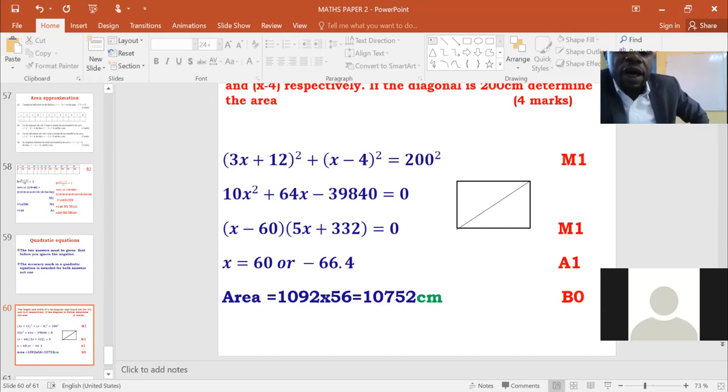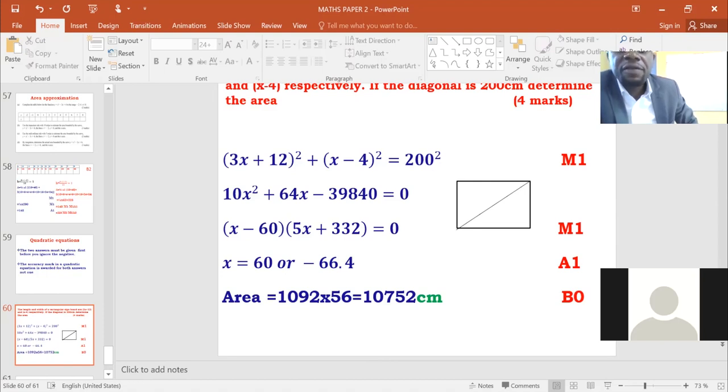And then at the point when you go ahead and find that x is equal to 60 or negative 6.4. Of course, you get negative 6.4 when you get 5x plus 32 equal to 0. When you divide, you get negative 6.4. You earn an A1 mark. That is accuracy.